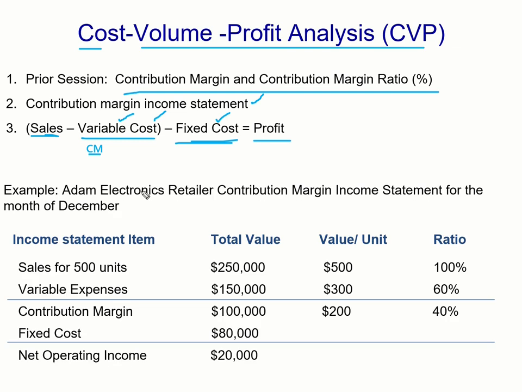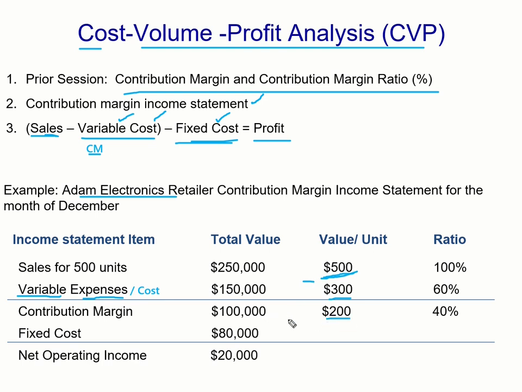Now, we were working in the prior session with Atom Electronics Retailer, which is Atom selling tablets. The selling price for each tablet is $500. The variable cost or the variable expense, remember whether I said variable cost or variable expense, they mean the same thing. What matters is it's a variable behavior. 500, which is the selling price, minus the variable cost, gives us the contribution margin.